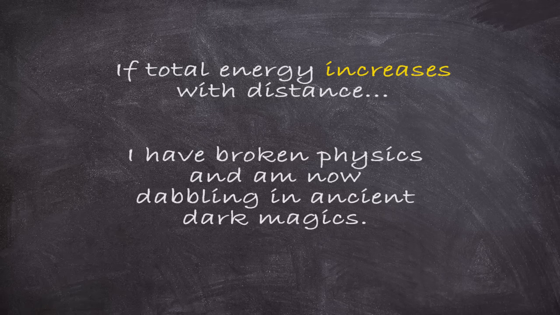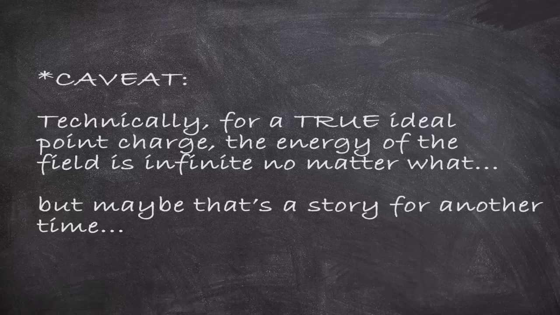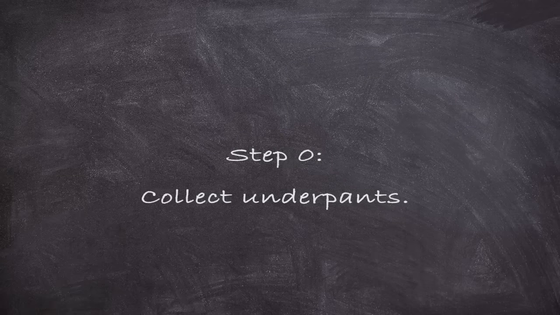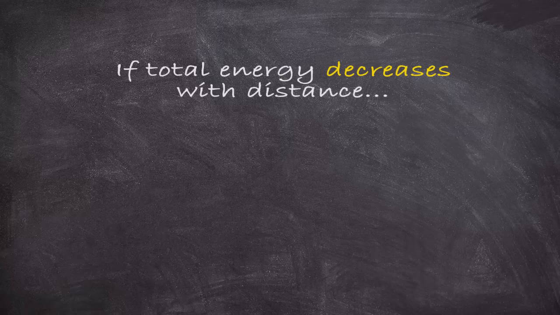That means that the field is actually conjuring energy from some eldritch void, gaining energy as it goes farther and farther out. It also means that if we add up the entire energy of the field, it'll be infinite. So, you know, step one, create an infinite energy field. Step two, extract infinite energy. Step three, profits. This is what we call in the biz an unphysical possibility.